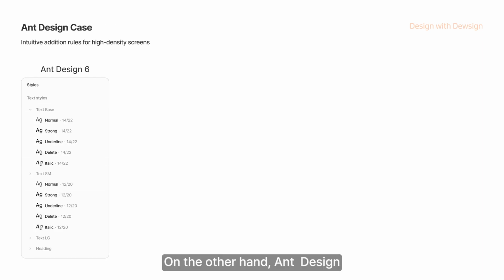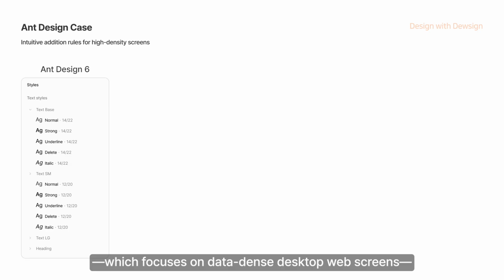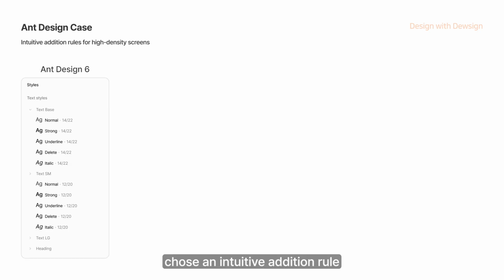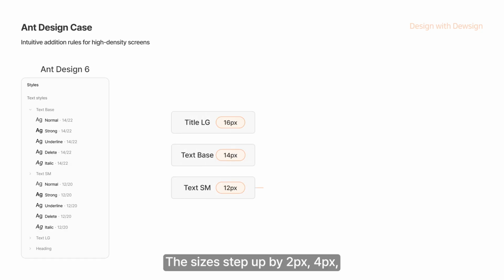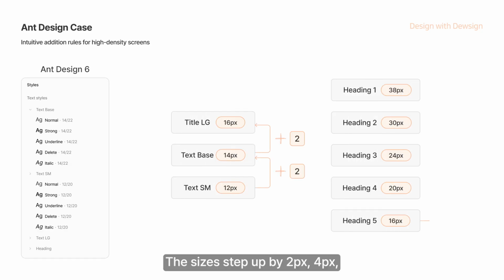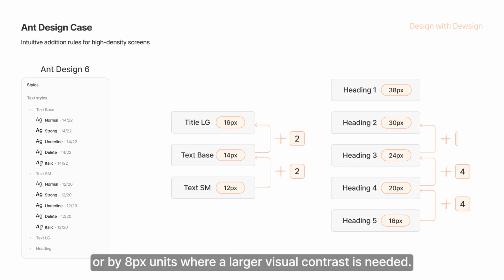On the other hand, Ant Design, which focuses on data-dense desktop web screens, chose an intuitive addition rule instead of a complex multiplication formula. The sizes step up by 2 pixels, 4 pixels, or by 8 pixel units, where a larger visual contrast is needed. This is an excellent way to safely lock in font sizes, ensuring that layouts do not break on screens with high information density.